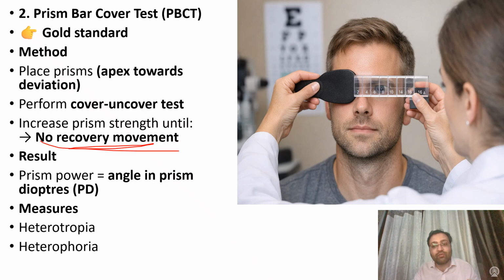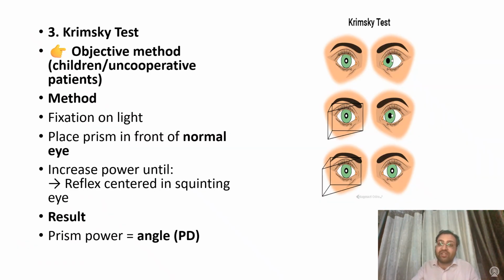Okay, so here what is the result? The prism power will be the angle in prism diopters. It is used to measure both heterotropias as well as heterophorias. Very important. We have already done and understood this test in our previous slides. Coming on to the Krimsky test.